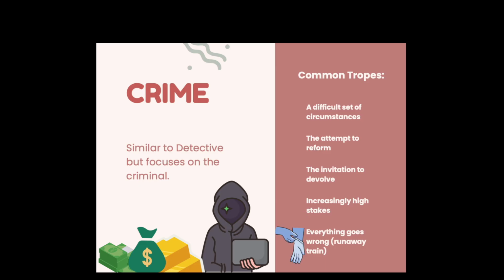Everything goes wrong, or the runaway train situation, is attached to the increasingly high stakes, insofar as if you find that the character is coming up against more and more challenging circumstances that cannot be easily resolved, it's almost as if the entire situation has slipped outside of their control, which of course threatens the stability of their lives, all of the hard work that they may have put into developing the plan for the crime they're attempting to commit, but also all the hard work that they may have put into the life that they've tried to build outside of that crime or outside of their criminal activities.